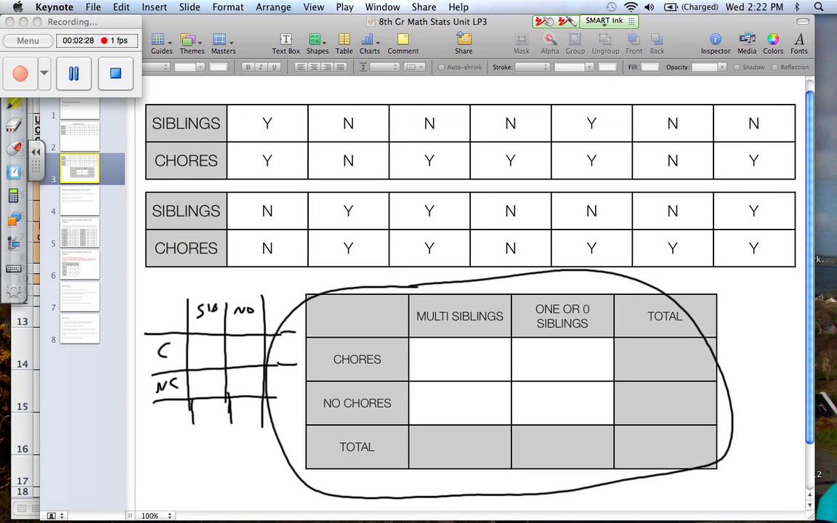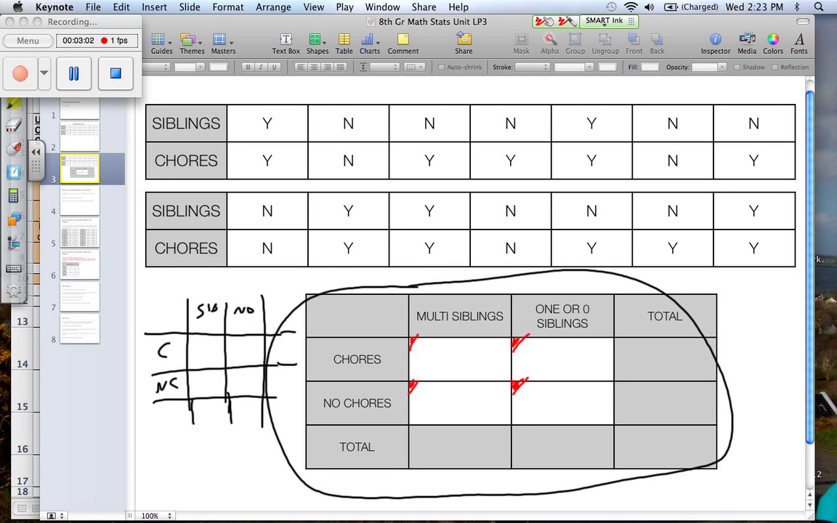The way you do that is you just count the frequency of each event occurring. Notice that the way it's set up is that there are 4 boxes, one here, one here, one here, and one here, that are to be filled in. This first box would be people that have multiple siblings and have chores. This next one is multiple siblings with no chores, and so on. 1 sibling or 0 siblings, chores, no siblings, no chores.